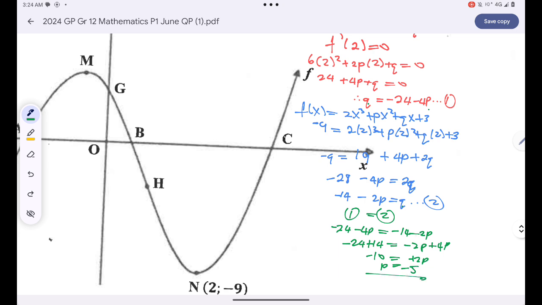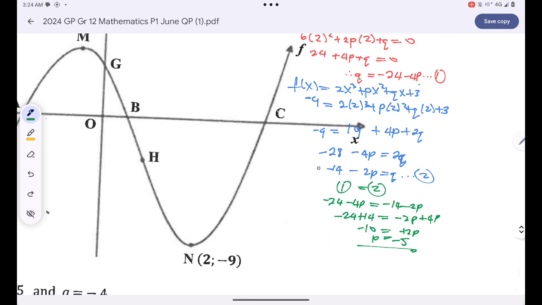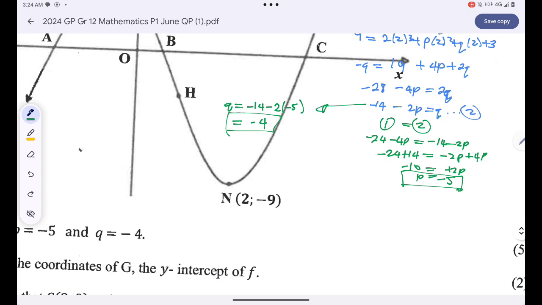P is just -5. For me to find the corresponding q value, I can use one of the equations. Let's take equation 2. Q will simply be equal to -14 minus 2 times -5, and this will give me -4. So now I have proven that p is -5 and q is -4.